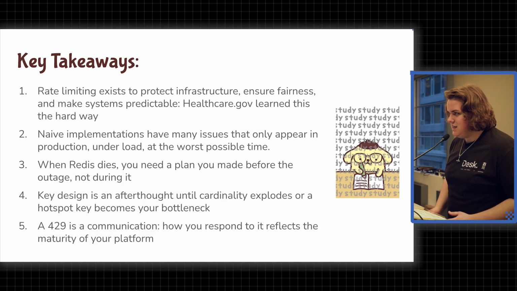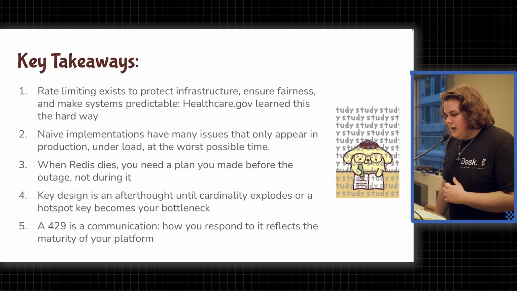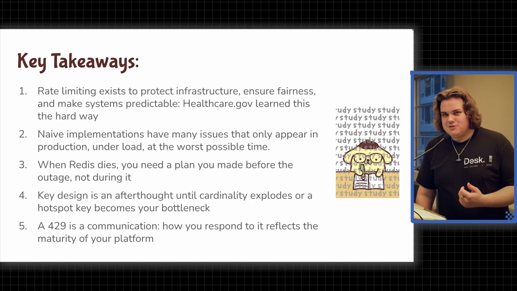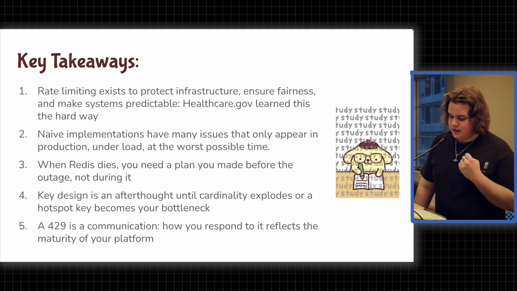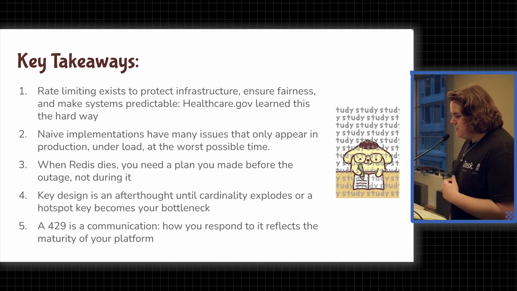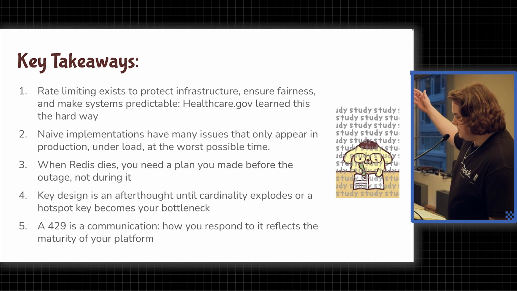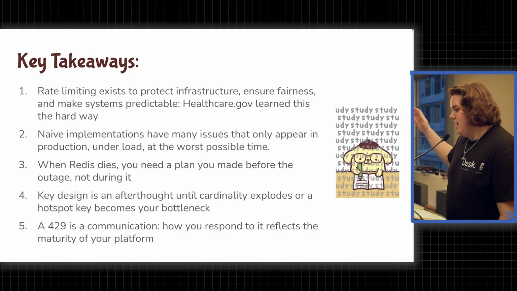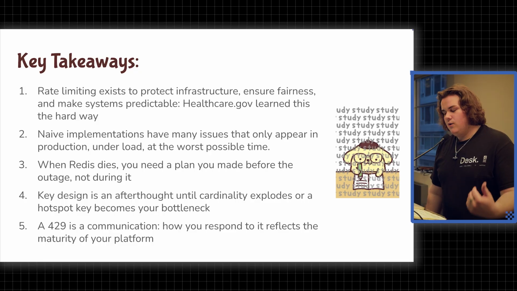Even if you have the most excellently designed rate limiter, it's important to know if Redis goes down, what are we gonna do? And key design is an afterthought until cardinality explodes, so make sure to plan that ahead of time on each key. It can seem like something super simple that Claude will generate until you have trillions of keys. And a 429 is a communication. Once again, UX tips coming from a backend engineer, but it's important to know how you're gonna respond to the user as it reflects the maturity of your platform. They should know what they're getting.